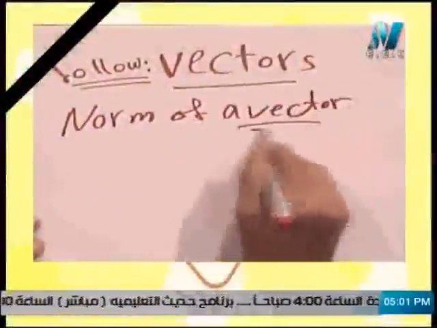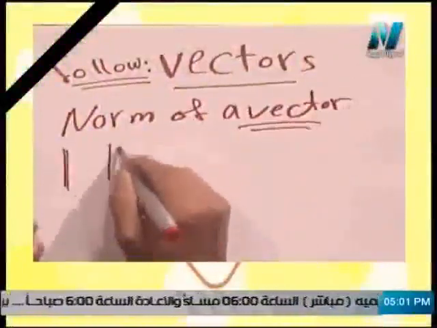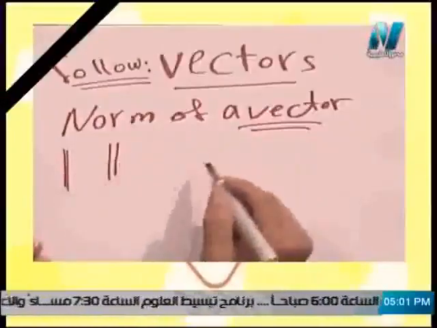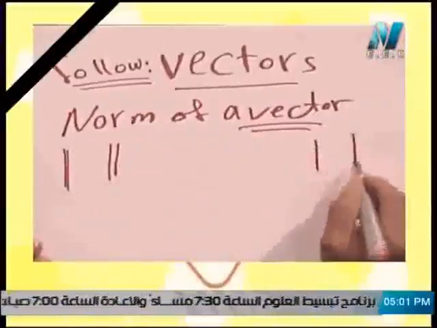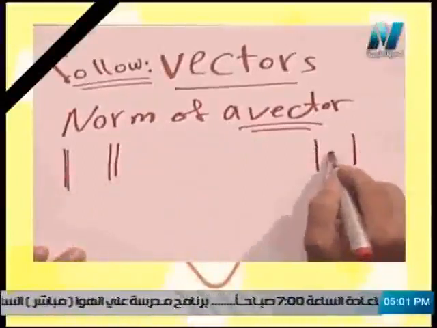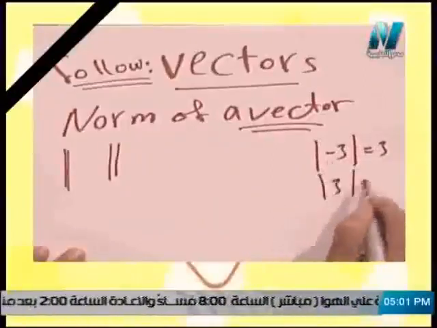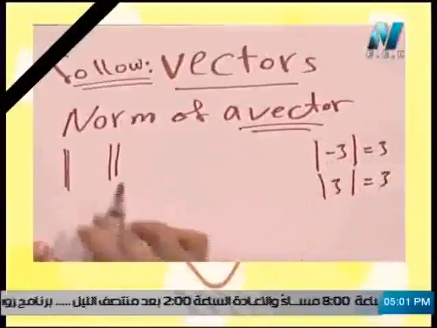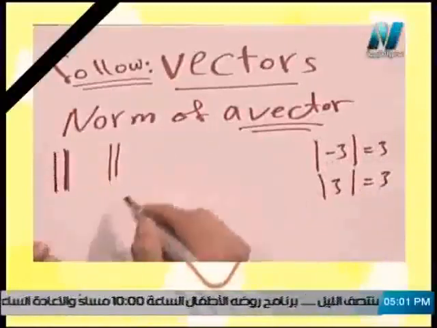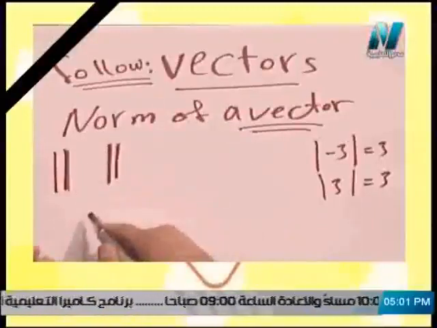What is the norm of the vector? Look carefully at this symbol here. This symbol is different from this symbol. This symbol means the absolute value of a number, maybe -3 equals 3 or 3 equals 3 also. But this symbol is different because it's a double vertical dash, and we call it the norm of the vector A.